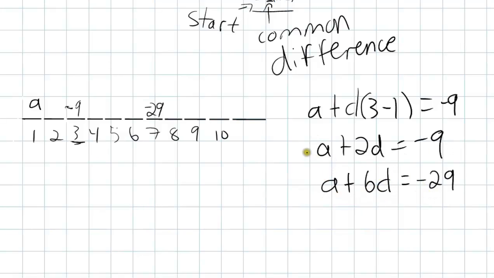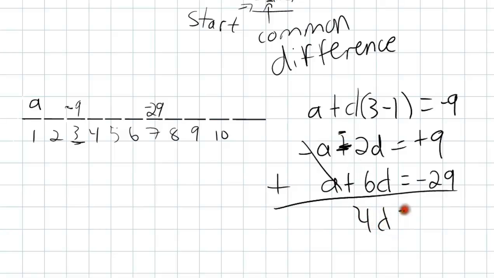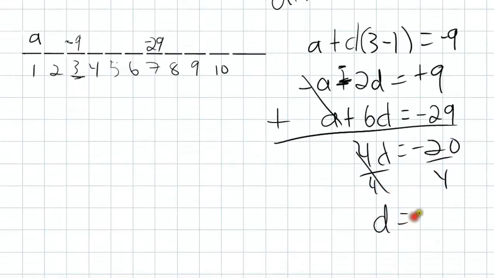So what I'm going to do is I'm going to make all of these negative. Okay, so essentially what I'm doing here is I am multiplying by -1 throughout. So that means that this is going to be +9. And so what I'm going to end up doing is I'm going to add these two so that these cancel. We have 4d is equal to -20, and then we'll divide by 4 so that d is equal to -5. So there we have our d.